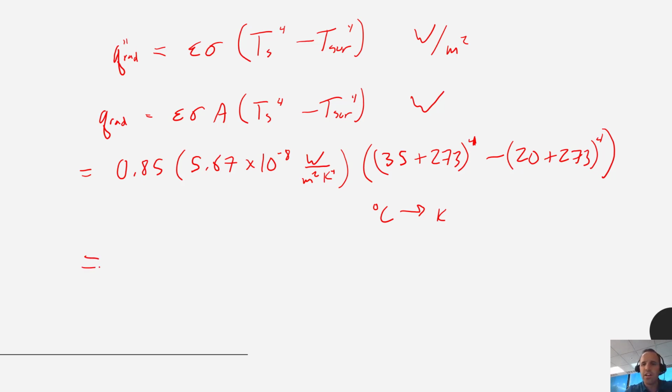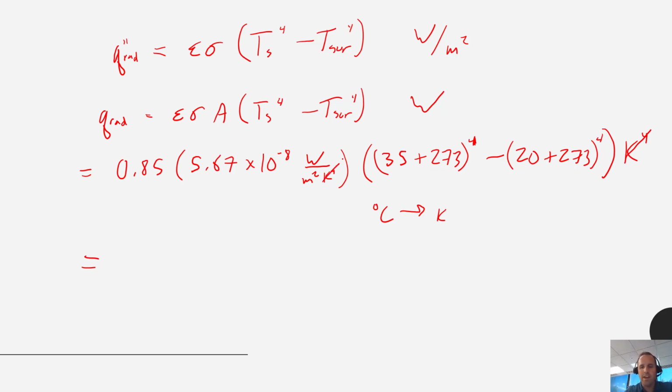Let's double check our units. So the temperature is going to come out to be Kelvin to the fourth. So it's always a good idea to specify the equation first and then use units just as a check. So we get this Kelvin to the fourth canceling out here.